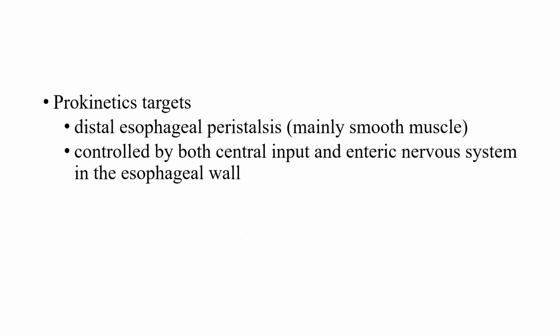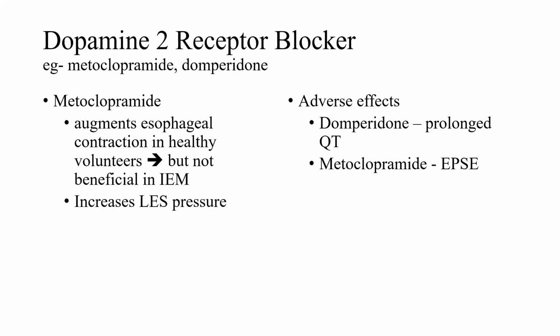Prokinetics, in fact, target the distal esophageal peristalsis, mainly the smooth muscle region. Important to note that this area, in fact, is controlled both by central inputs and also the enteric nervous system in the esophageal wall. Dopamine 2 receptor blockers, for example, metoclopramide and domperidone, are quite potent prokinetics. Metoclopramide augments the esophageal contraction in healthy volunteers, but however, it's not that beneficial in IEM.